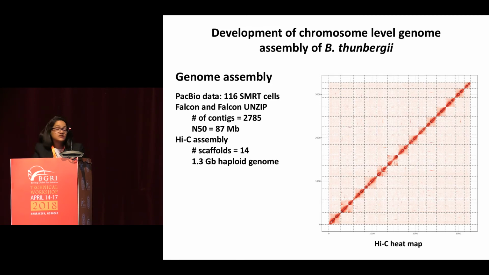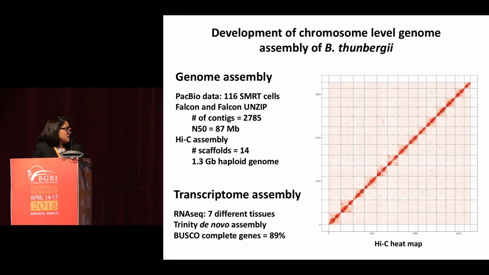So we actually made a genome assembly. To make a genome assembly, we did PacBio sequencing. We assembled the genome by using the Falcon pipeline. And at this point, we have a very good genome assembly with an N50 of 87 megabase. On top of that, we also did a Hi-C assembly, which basically orients and scaffolds your contigs into chromosomes. So at this point, we have chromosome-level scaffolds, which is 14, again, because that's our chromosome number. And we have a 1.3 gigabase haploid genome for the resistant parent.